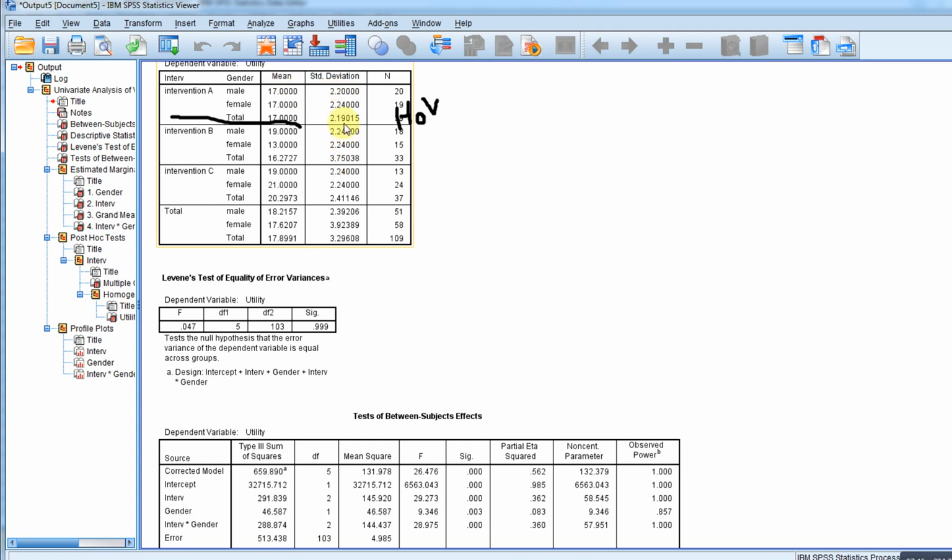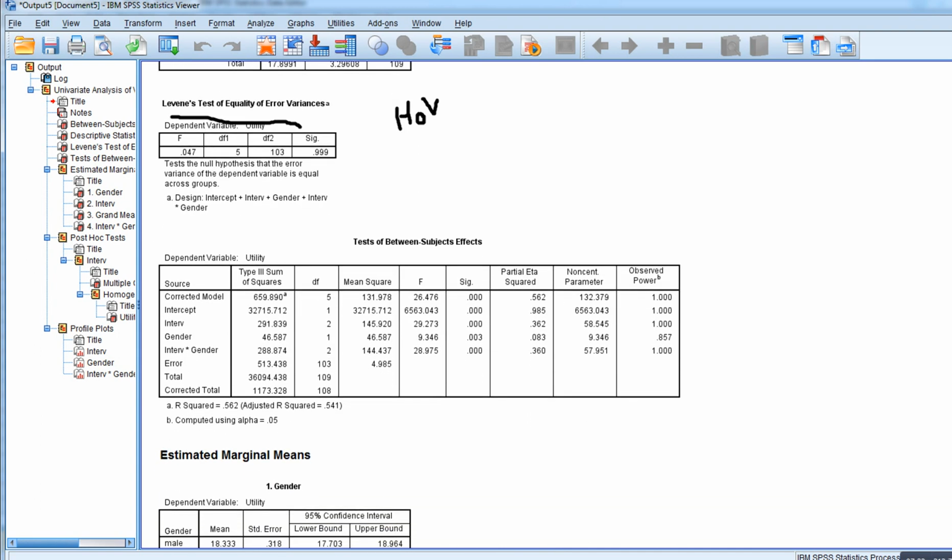And so what we're looking for are relatively similar amounts of variation across cells. We don't want to see substantially different amounts of variability in utility scores across those cells. If we do, then that's going to suggest that we have heterogeneity of variances, which is a violation of a key assumption related to analysis of variance.